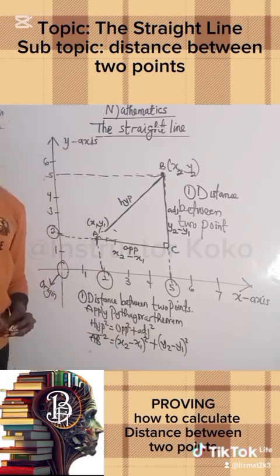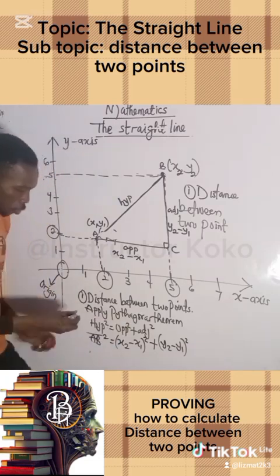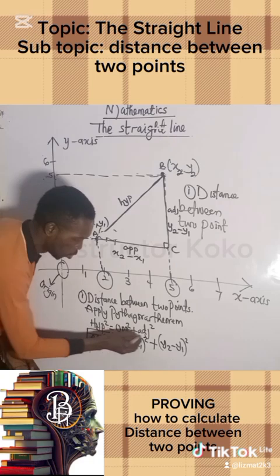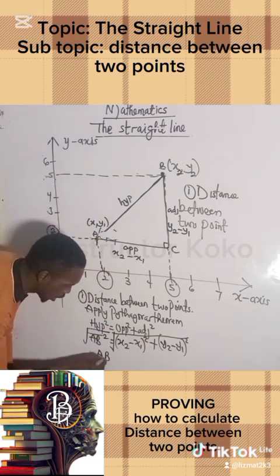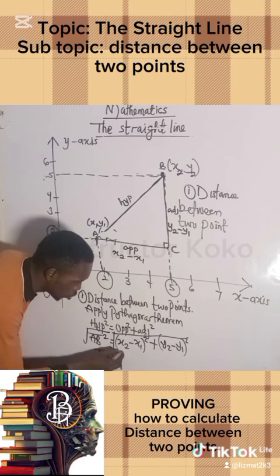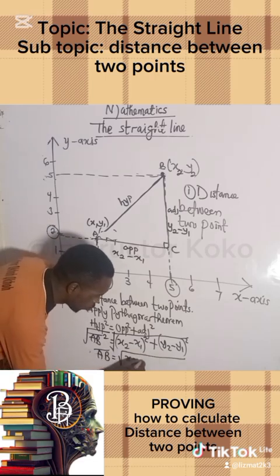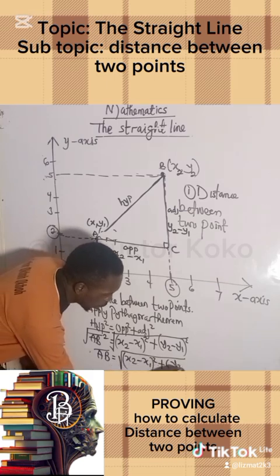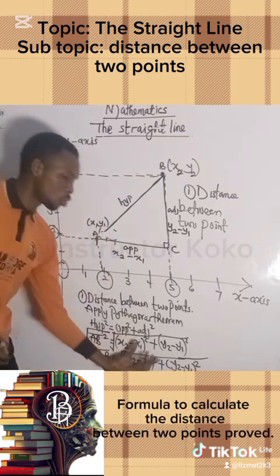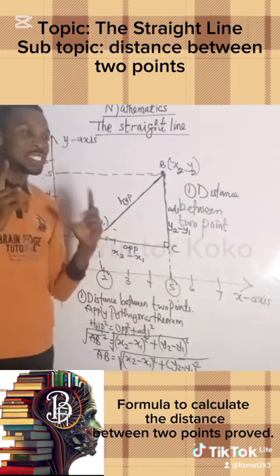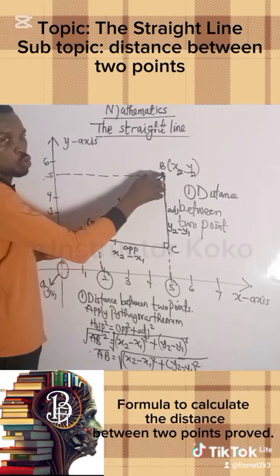So what I did was I applied Pythagoras theorem. Of course, I'm going to square root both sides. So line AB is equal to the root of x2 minus x1 all square plus y2 minus y1 all square. And this gives us the formula for calculating the distance between 2 points.